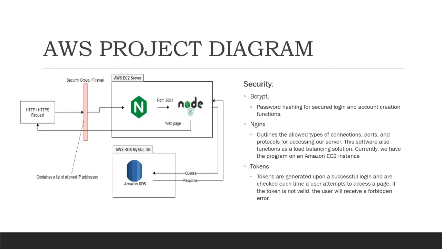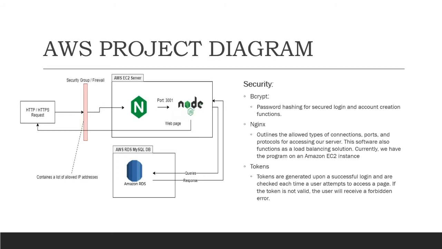So it will be accessing a Node.js virtual server through port 3001. That virtual server is responsible for hosting our web pages to the user on request, and also handling queries and responses from the database as well. So it's responsible for querying the database, parsing out the responses from it, and hosting that in our web pages to the user.